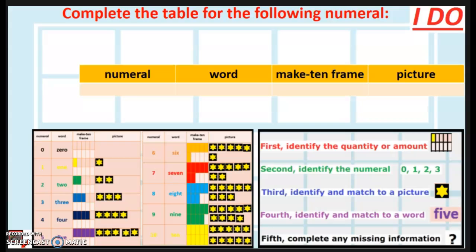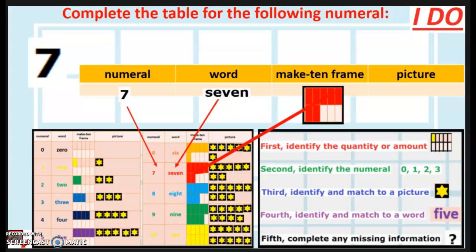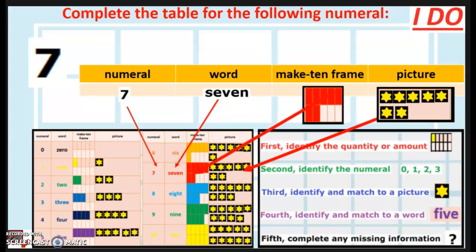Let's go ahead and do one more I do, but you again, pay attention, don't do anything. I'm going to complete the table for the numeral 7. 7 is my numeral. The word is next to it, S-E-V-E-N. My make 10 is right there. 5 on top, 2 on the bottom. And then my picture is right there.